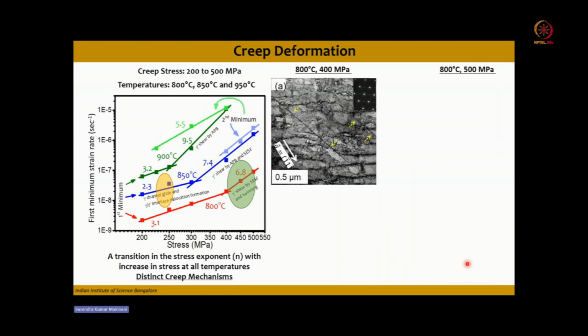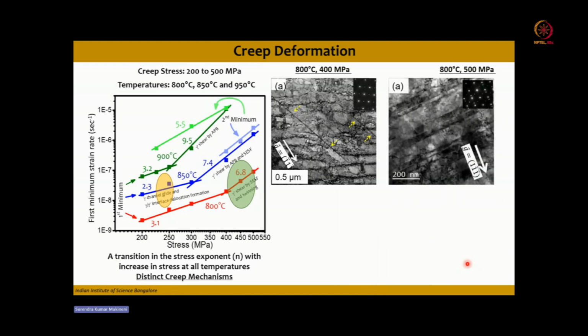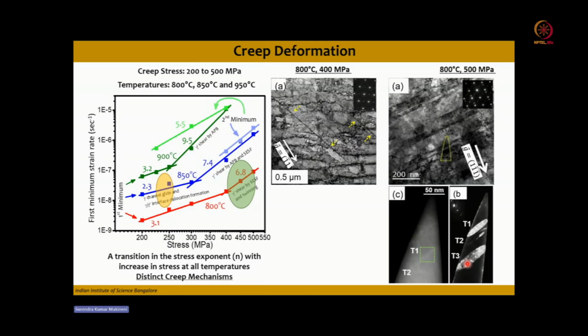Similarly, if you increase the stress levels, you see a large amount of microtwinning in the samples. Usually, in microtwinning, the extrinsic stacking faults act as an embryo for the microtwinning process. Okay, so we prepared an atom probe needle specimen, and this is the needle specimen. You can identify T1, T2, and T3.